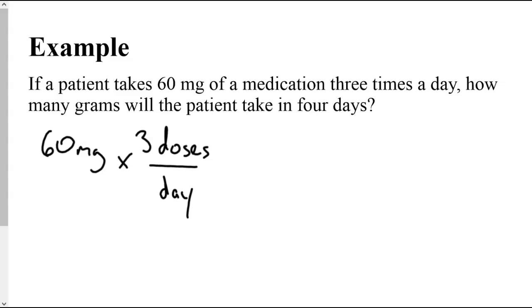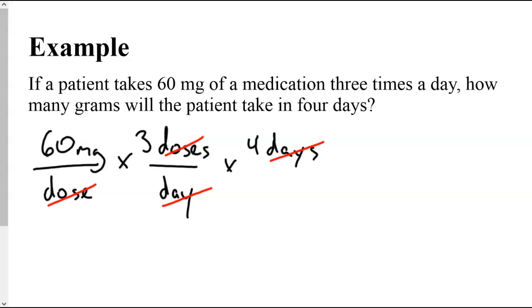And the patient's taking it for 4 days. So times 4 days. Oh, and I'm sorry. The 60 milligrams is a singular dose. And so looking at this, we're going to say, okay, what do we have? We have doses cancel and days cancel, which is going to leave milligrams, which is what we want down here. And because it said how many, well, actually it says how many grams, so we'll deal with that in a little bit.